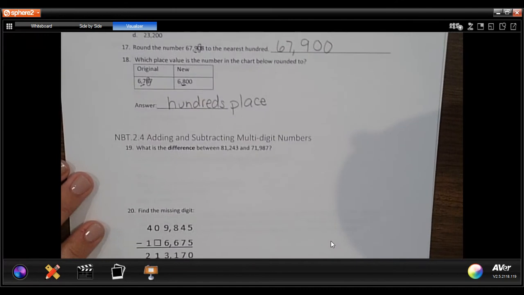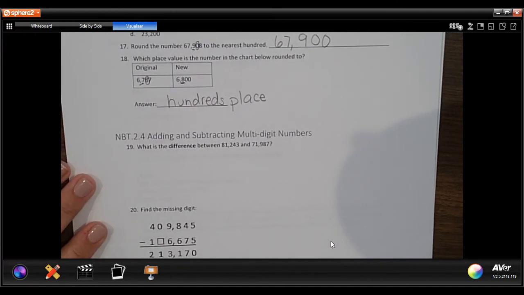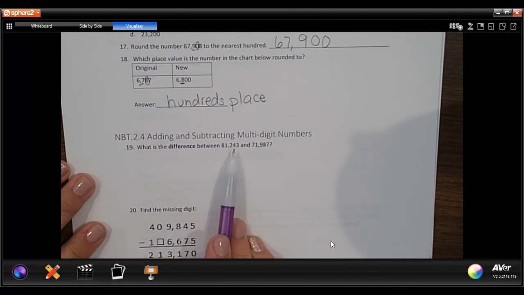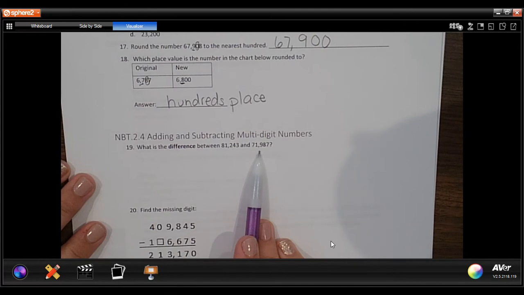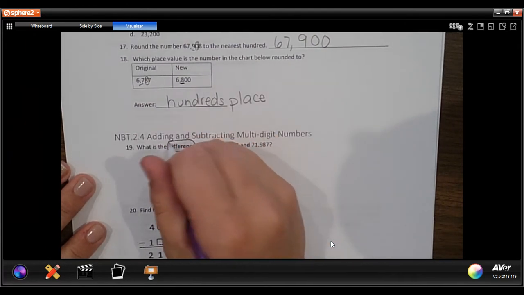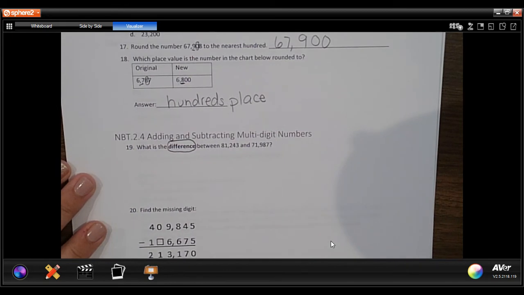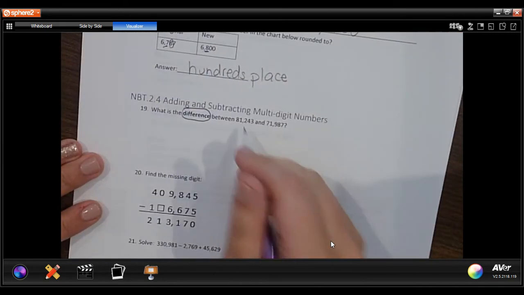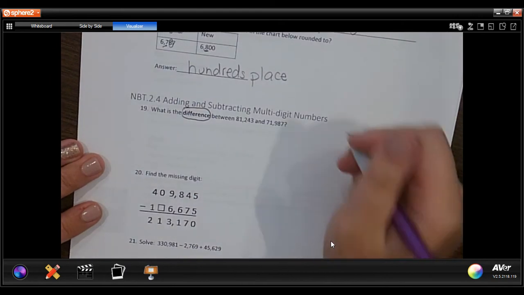Now we're going to move on to our next standard, which is MBT.2.4, adding and subtracting multi-digit numbers. What is the difference between 81,243 and 71,987? To be able to figure out this answer, we need to know what the word difference means. Difference is the answer to a subtraction problem. So I'm going to have to subtract both of these numbers in order to find my answer.